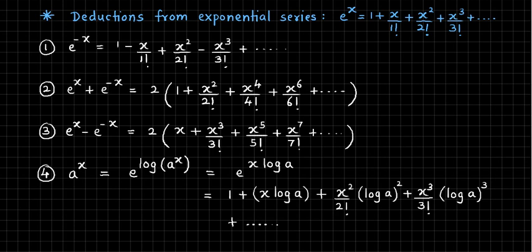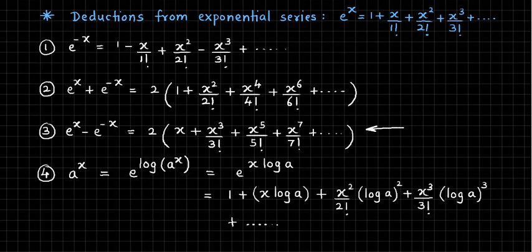On the other hand, instead of adding, suppose we subtract e raised to minus x from e raised to x. Then all the even powers of x will get cancelled and only odd powers will remain, and there will be a factor of 2, of course, because minus of minus is plus. So here we get the third result.